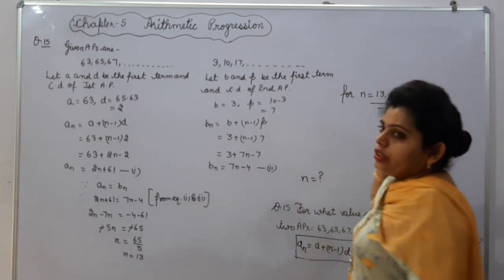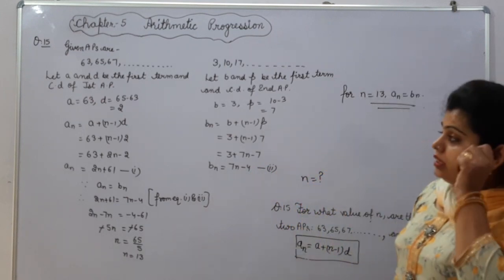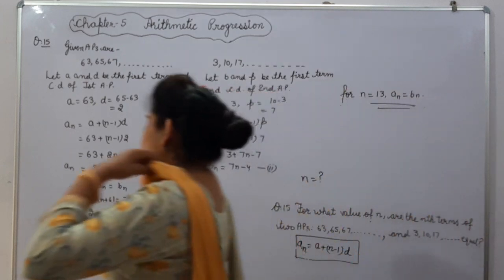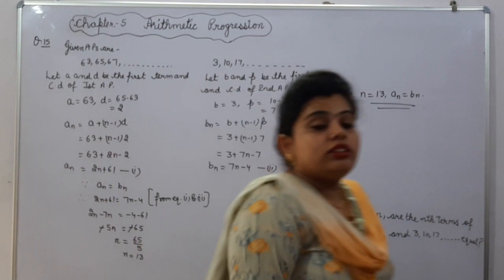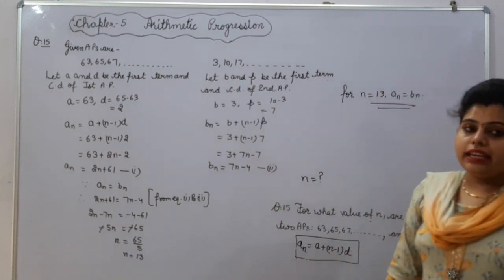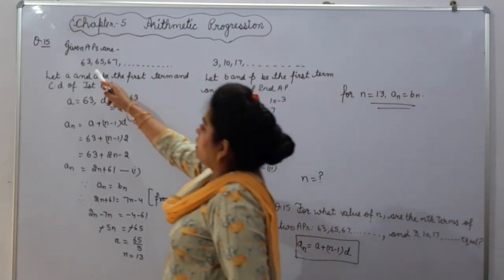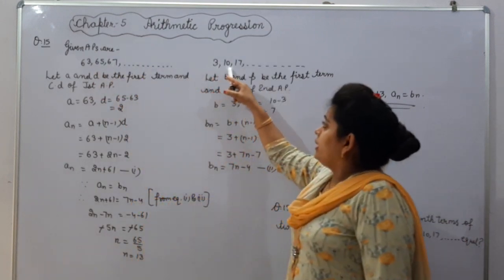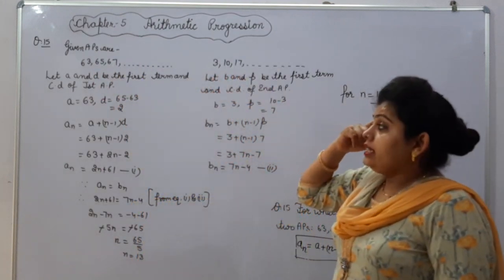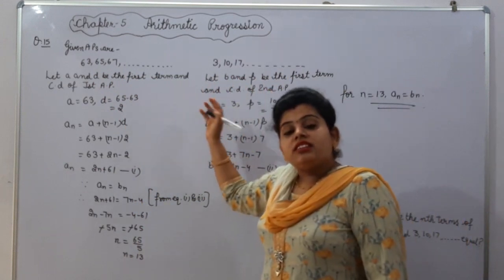This is our question number 15. I am repeating this, dear students. What is given? For what value of n? We have to find the value of n. The nth term of two APs. Two APs are given, the first AP is 63, 65, 67 and so on, and the second AP is 3, 10, 17 and so on. And it is given that their nth terms are equal.